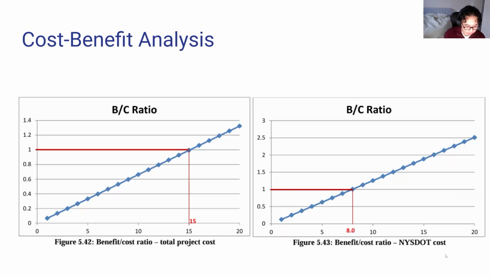So looking at the benefit cost ratio and comparing that to the total project costs, as well as just the cost from New York State DOT, if we want to break even, it would take roughly 15 years using total project costs. But if we're just considering the cost that New York State DOT paid, it would take roughly 8 years, which is half.